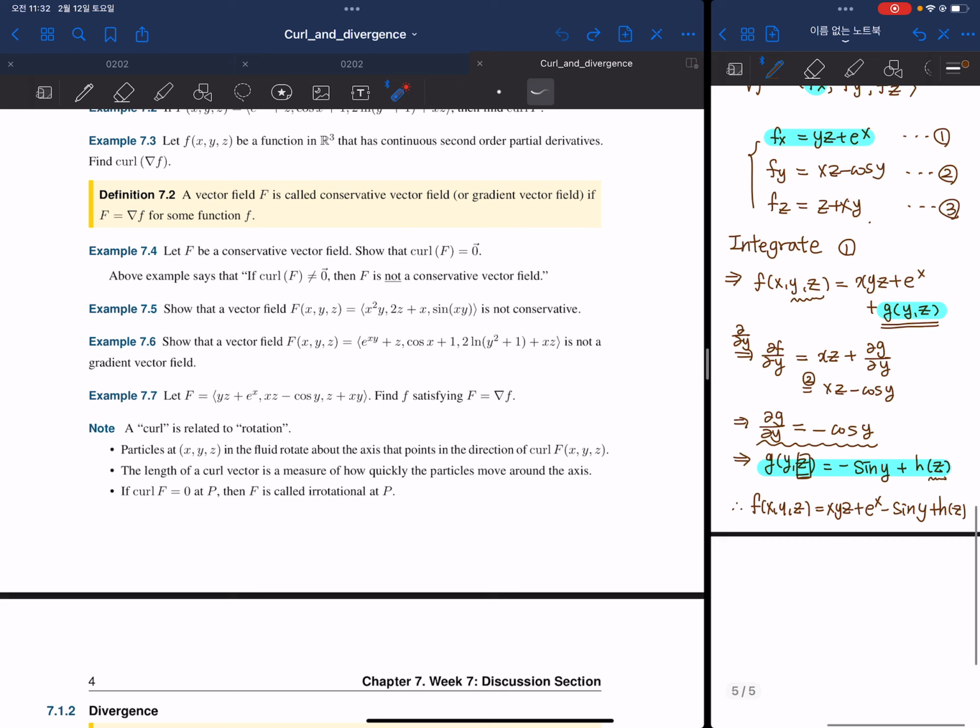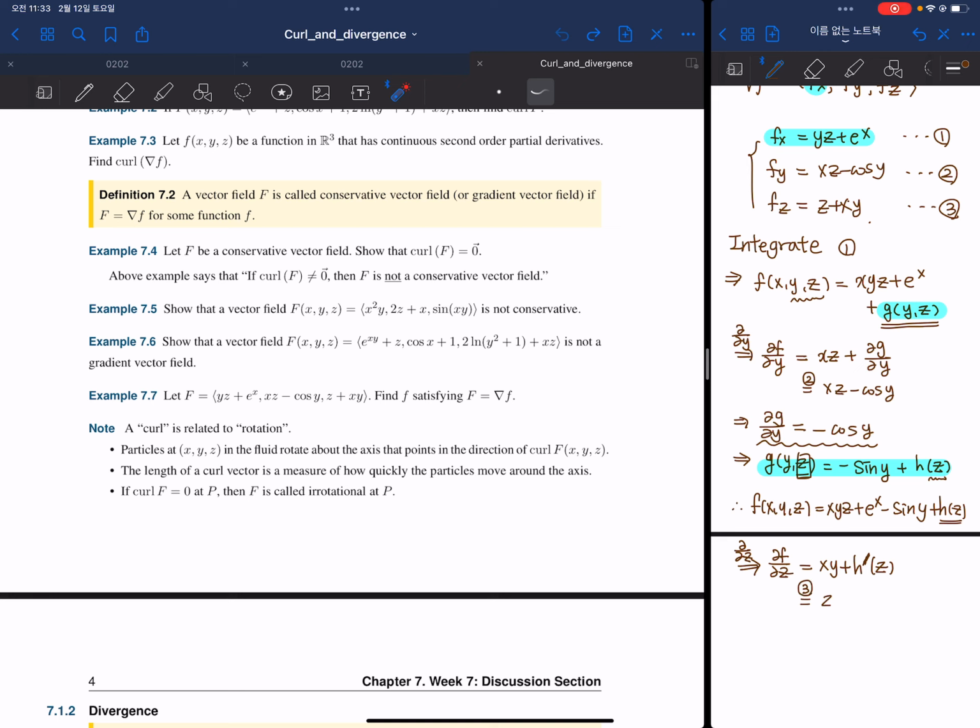Then we still have h of z, so we want to find that function, and you can do it by taking differentiation with respect to z. Then you will get df dz, where the right hand side becomes xy, and then plus h prime of z. Since h has only one variable, we can use just the differentiation notation. And we need to compare it with our third condition.